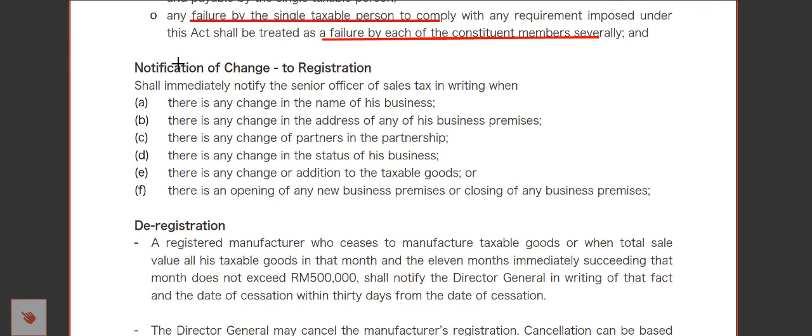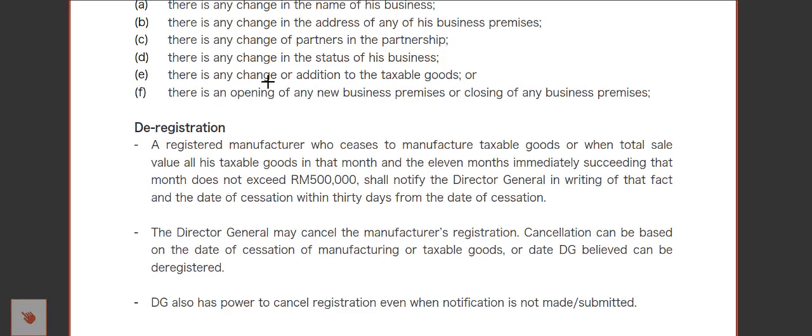Okay. The next part here is about notification of change. When there is any change to your registration, you should write in and inform the senior officers of sales tax about the changes. Now, according to the law, things like a change in your business name, change in address, changes in partners, or changes in the status of the business, if you have extra additional taxable goods, if you open a new outlet, these are all examples of changes that you need to inform them.